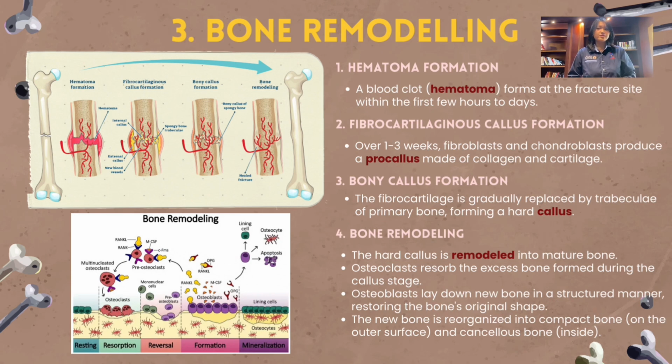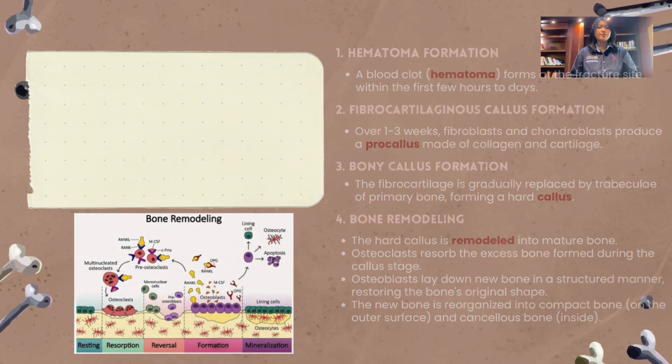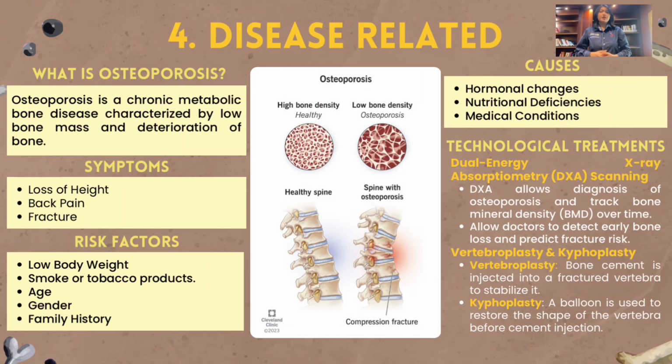The osteoblasts will then lay down new bone in a structured manner, restoring the bone's original shape, as you can see in the formation phase in the bone remodeling photo that I have put. Then, the new bone is reorganized into compact bone on the outer surface and cancellous bone on the inside. FYI, compact bone can also be called cortical bone, while cancellous bone is also a name for spongy bone. Now, I'll be talking about the disease related to the bone tissue.